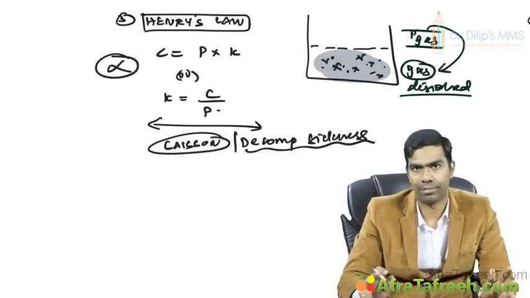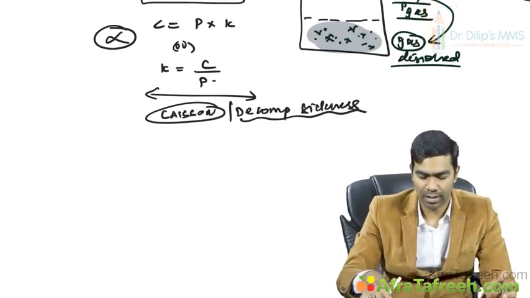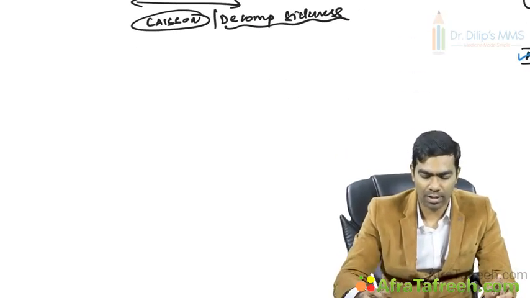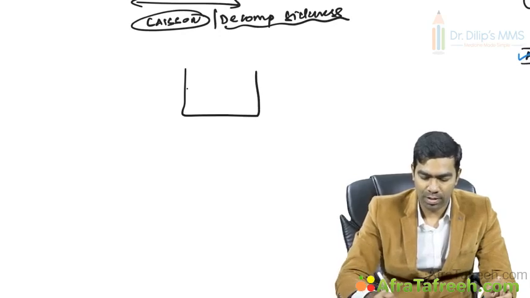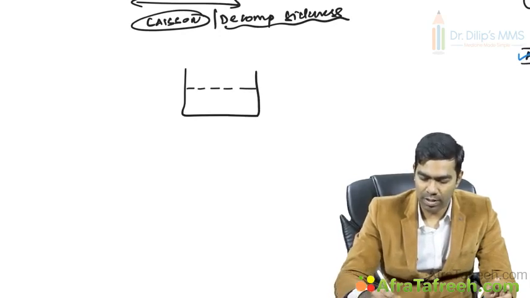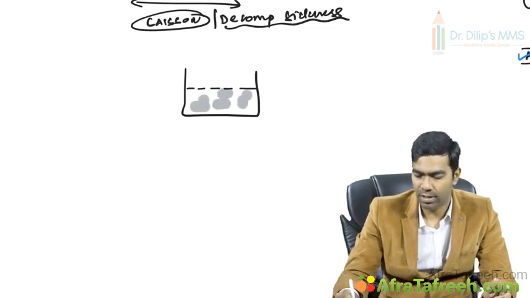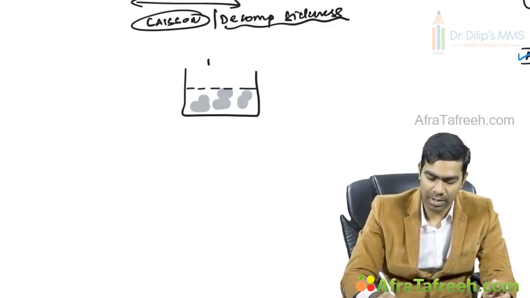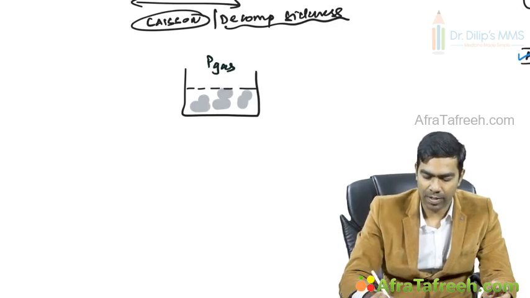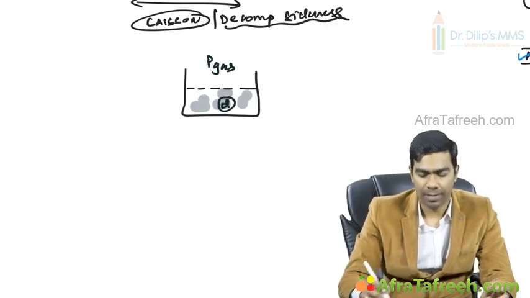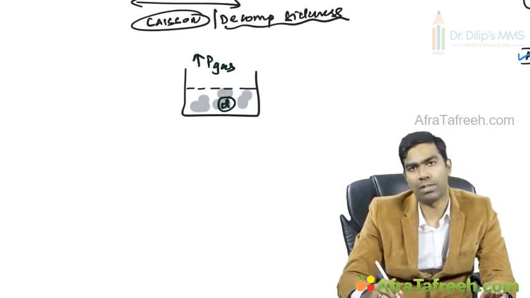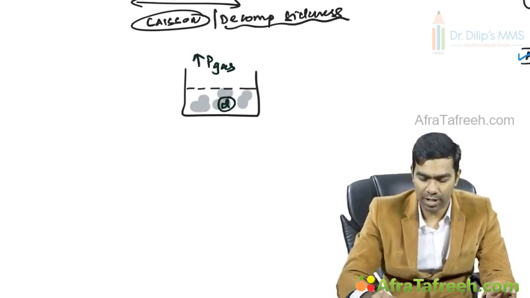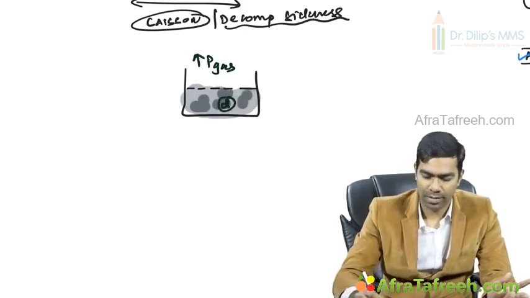So what do you mean by Henry's law, and what is the application? How is it associated with Caisson's disease? Let us assume there is some amount of dissolved gas in this. And let me say, I am increasing the partial pressure. Initially there is a partial pressure of the same gas, and this is the dissolved gas, D. And now I am trying to increase the partial pressure of the gas. What will happen? By Henry's law, definitely the amount of dissolved gas should increase. As simple as that.